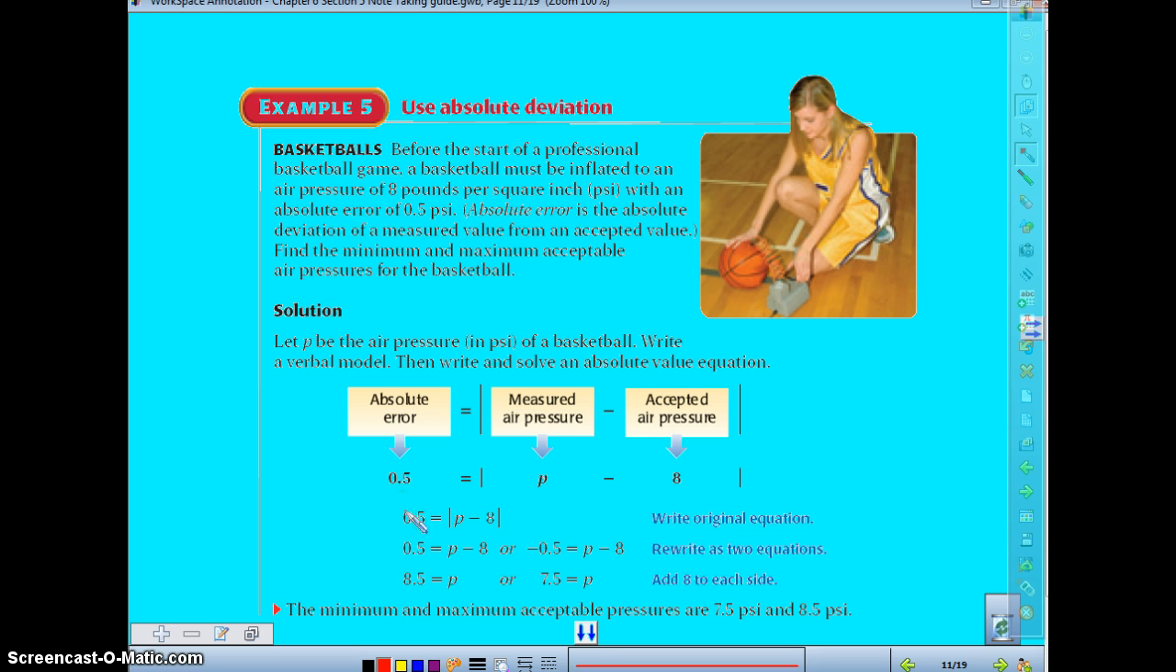This is an example from your book. The absolute error is 0.5. Absolute error: measured air pressure, accepted. You're always going to have an accepted value. So let's say in this case the basketball has to be 8 pounds per square inch. The measured value is what we're going to be putting in there, and it's going to tell us a range of what it can be. So the minimum and maximum, after you solve it, you can have a maximum of 8.5 psi, and you can have a minimum of 7.5 psi.